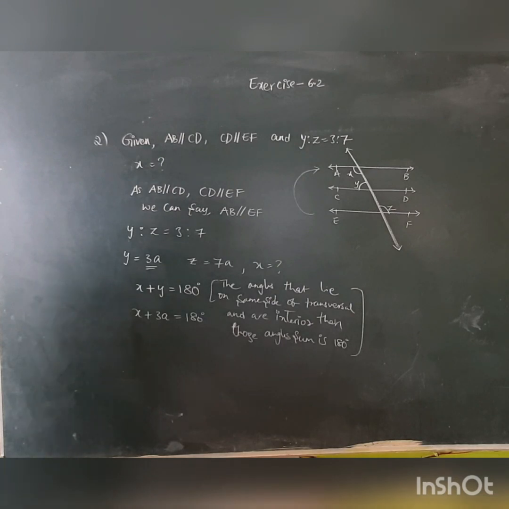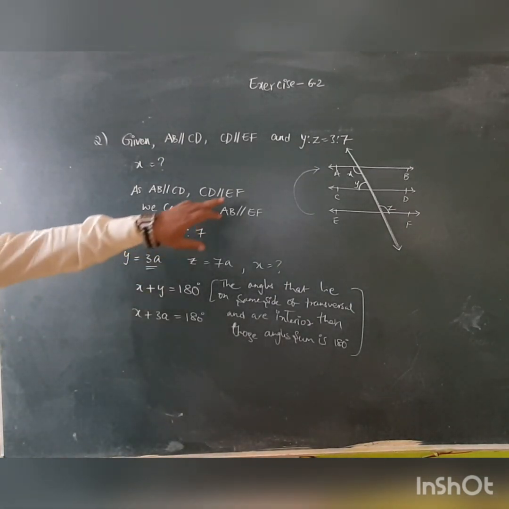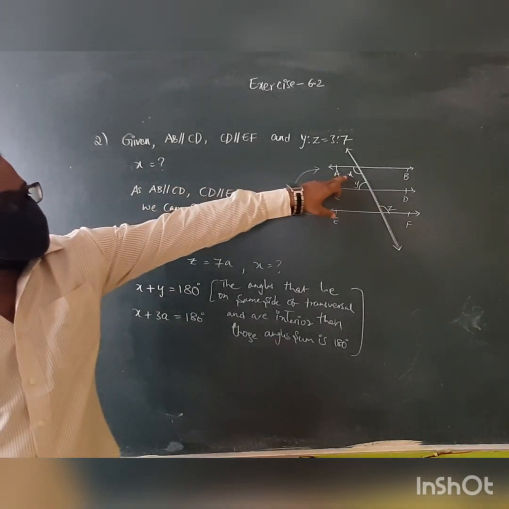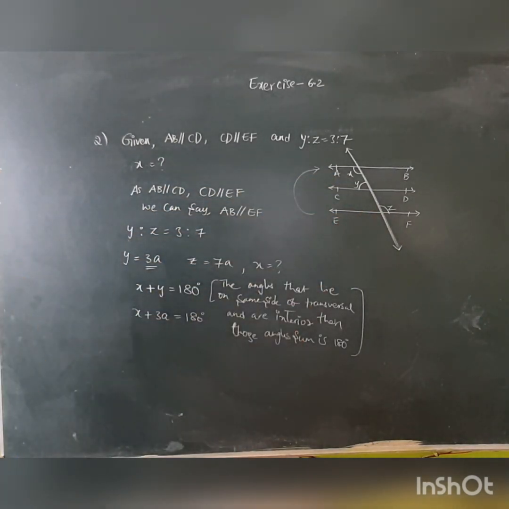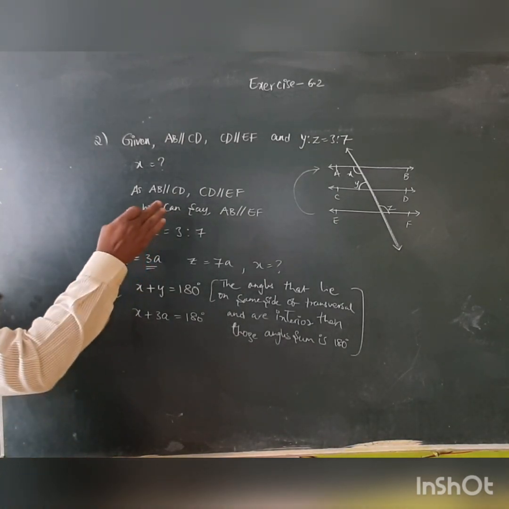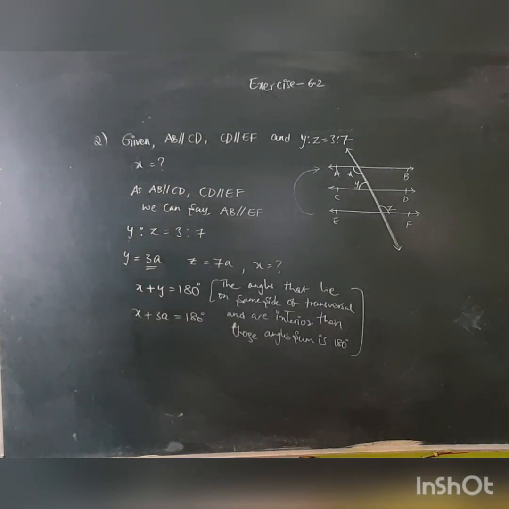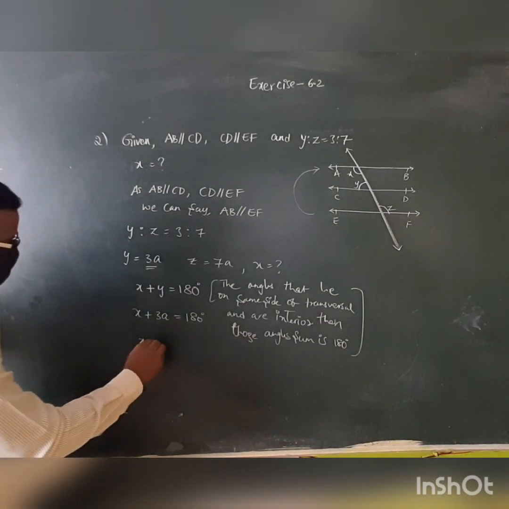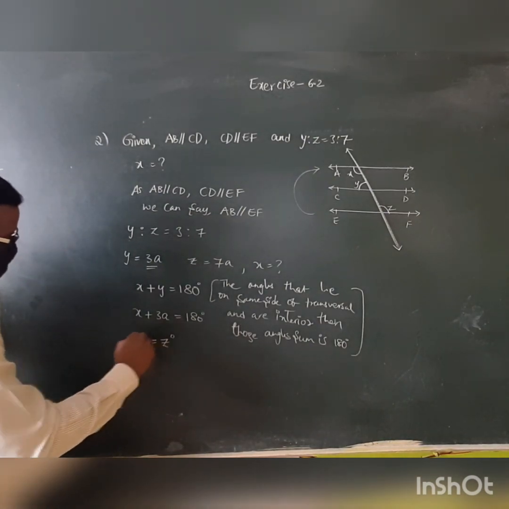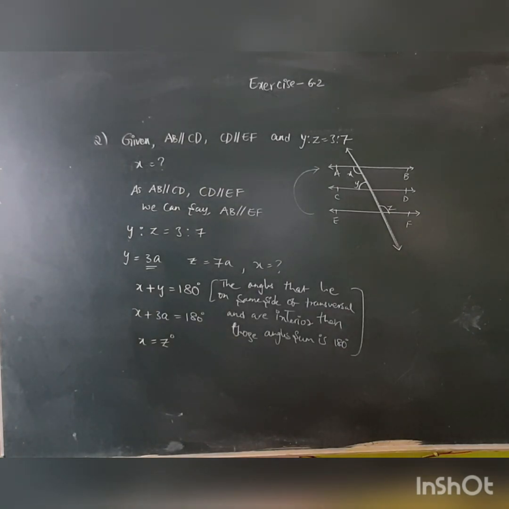Again, if we see this angle x and z, as AB is parallel to PF, we can say that x and z are interior alternate angles. So x is equal to z.